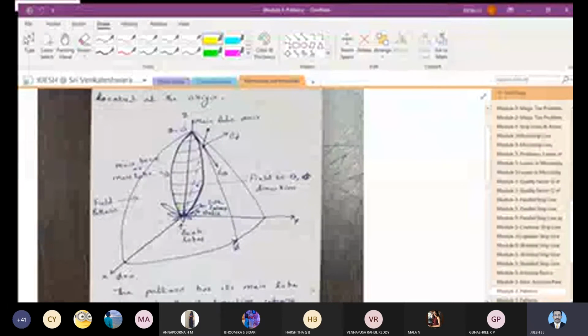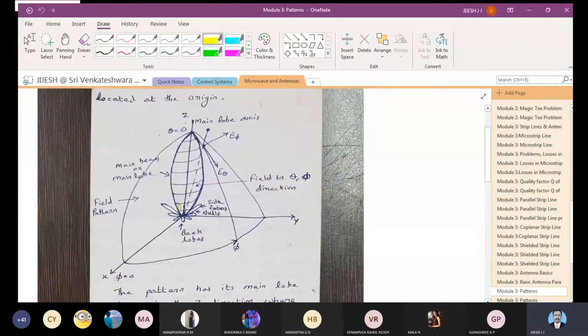So you can see that this is the main lobe where the signal is being transmitted. The entire signal will be in this main lobe, and you will have some subsequent side lobes. These are called the side lobes. These things we'll be studying further. The entire thing is called the main lobe.